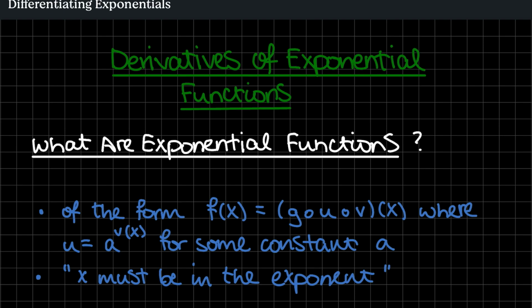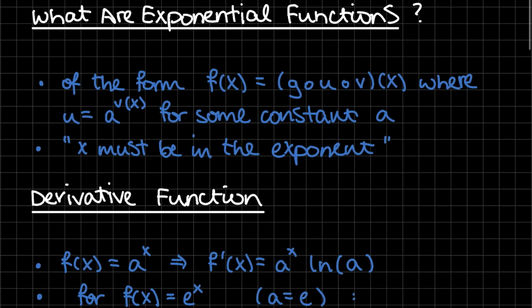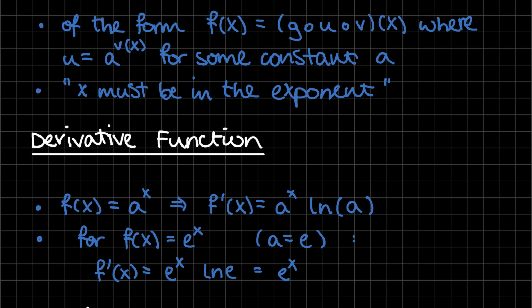Okay, so what is the derivative function of an exponential? Well, the rule says that if we have a function of the form a to the x, where a is a constant, like let's say 8 to the power of x, then the derivative f dashed would just be a to the x, our original function, multiplied by this constant, the natural logarithm, or ln for short, of the base, which in our case is 8. So the derivative of this would be 8 to the x times the ln of 8.